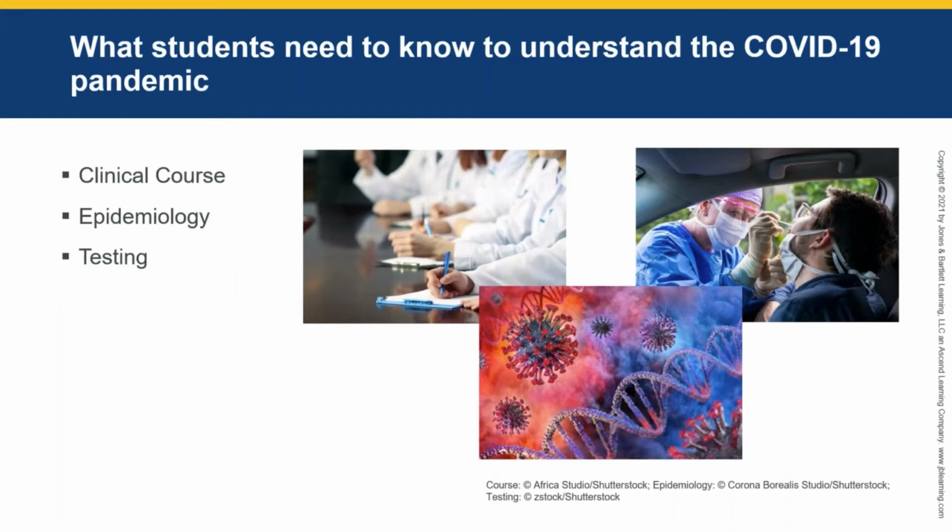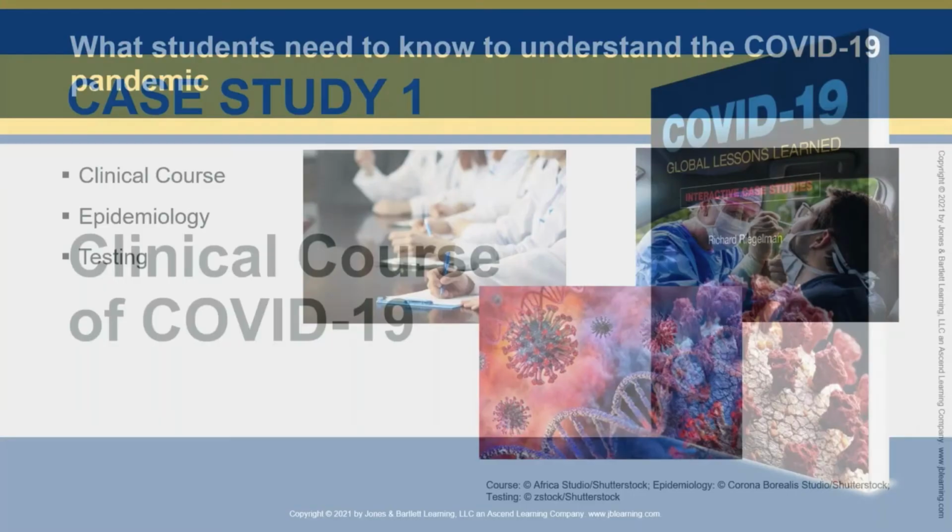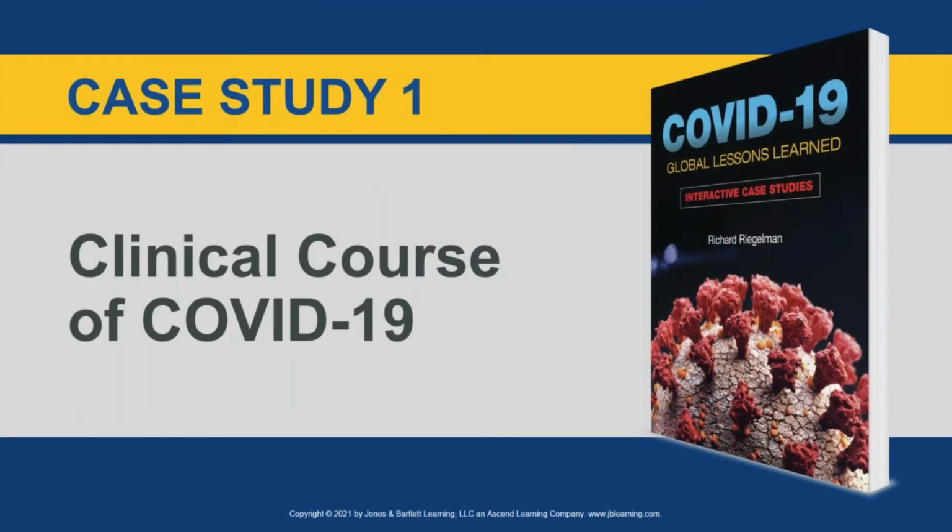The cases, when you think about the cases, they're really divided into 2 parts. One are what everybody needs to know. So that's really useful for almost every audience. To understand the pandemic, there are 3 basic cases. One is on the clinical course of COVID-19, second on the epidemiology, and third on testing. And so let's talk first about these 3, which really are the basic issues of what you need to know.